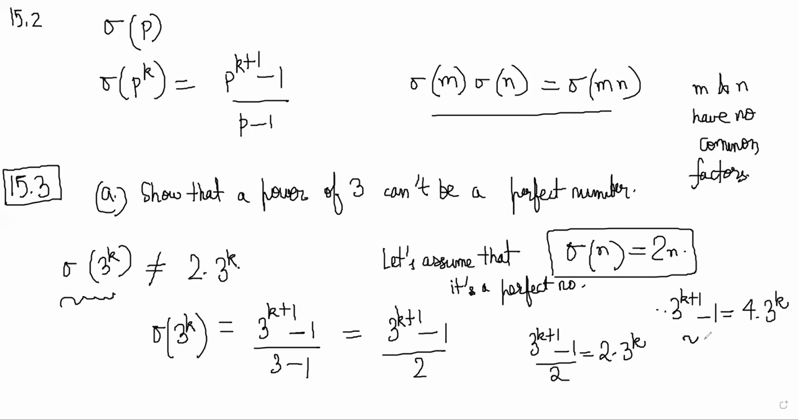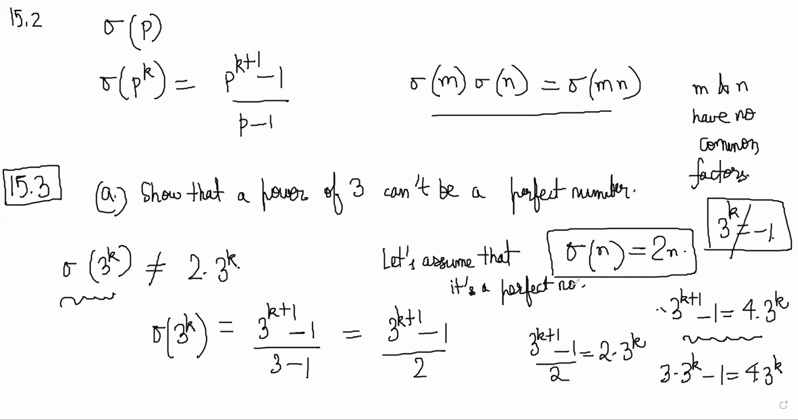And that is 3 into 3 power k. So 3 into 3 power k minus 1 is equal to 4 into 3 power k. Now you get something obviously wrong: 3 power k is equal to minus 1 is coming. It's an obvious contradiction if k is an integer. So this is not possible, because we are getting a clear contradiction.